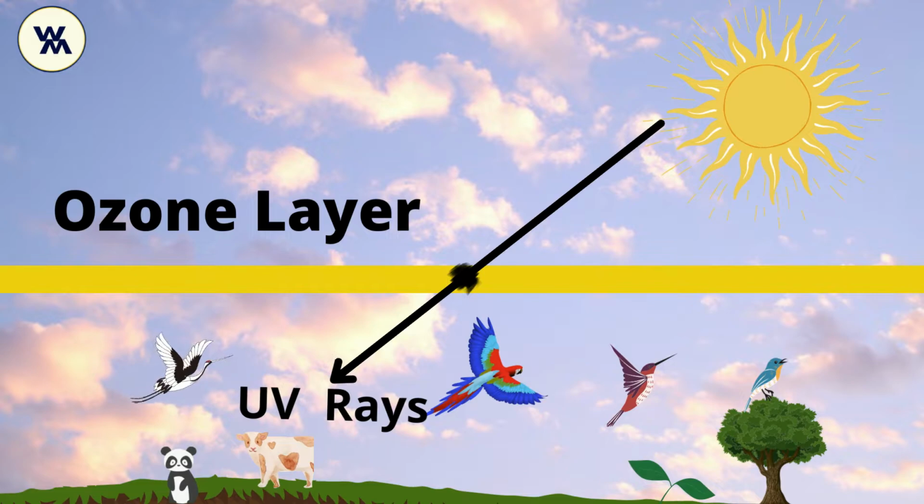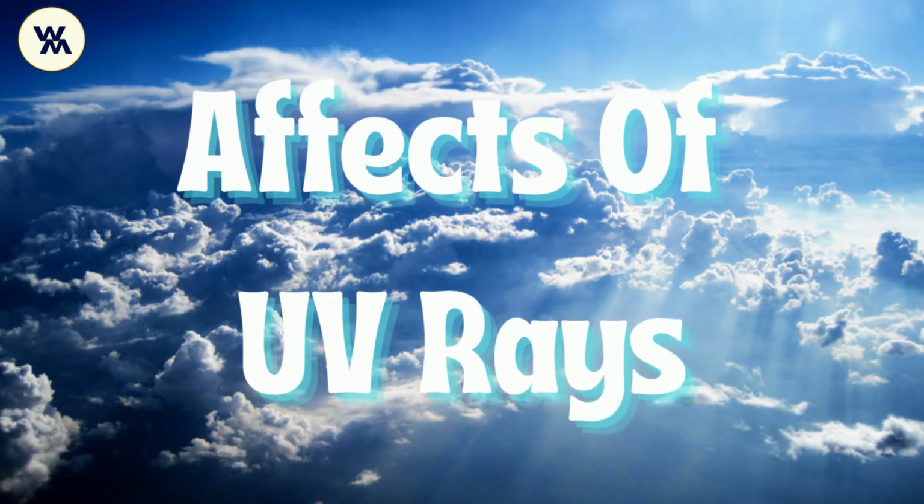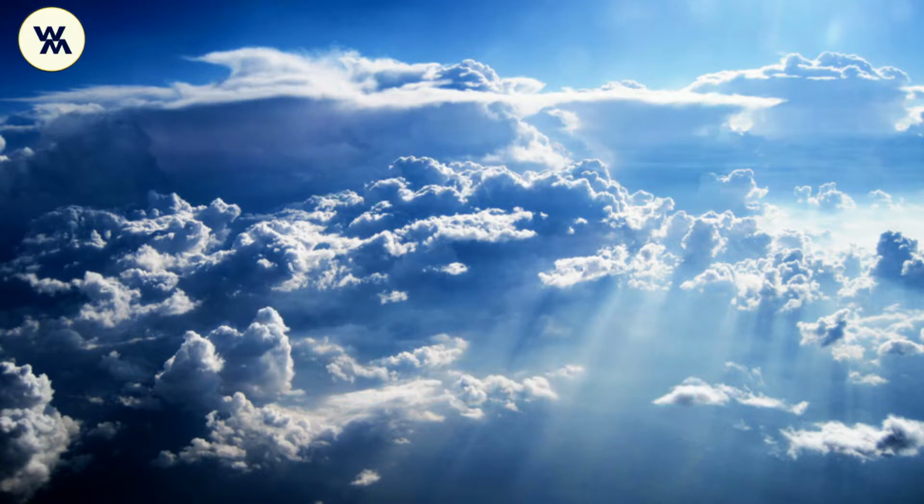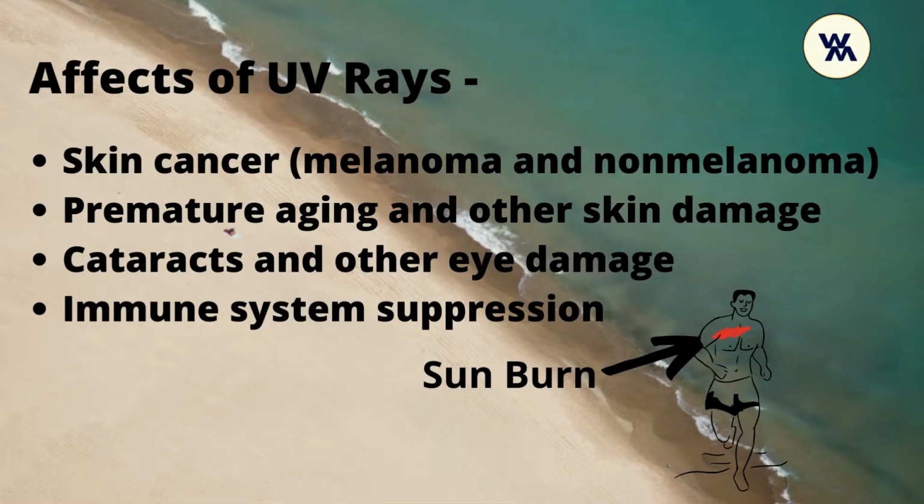And what is below the ozone layer? It is the stratosphere. No, it's the troposphere. And in the troposphere we live. So it's affecting all the living organisms like birds, animals, trees, and even us. So, what is affecting us? Now, let us go into detail on the effects of UV rays on us, people.